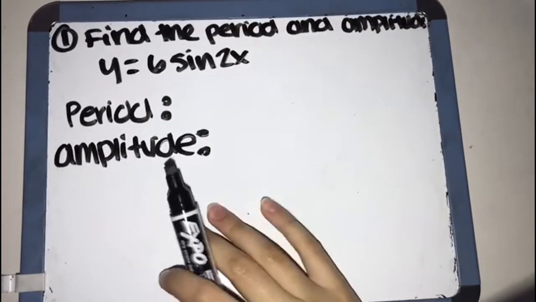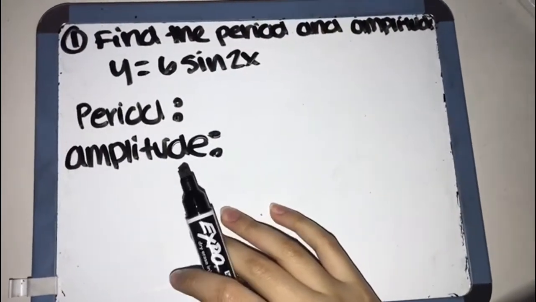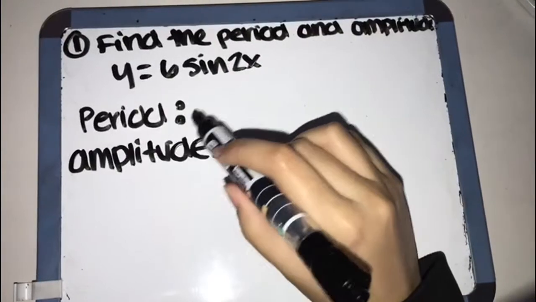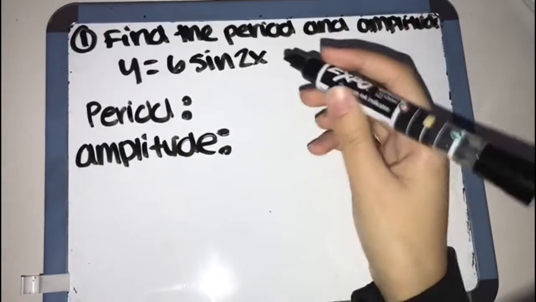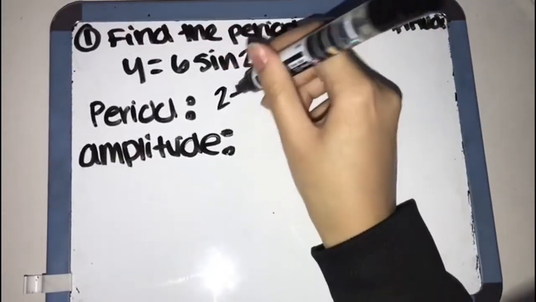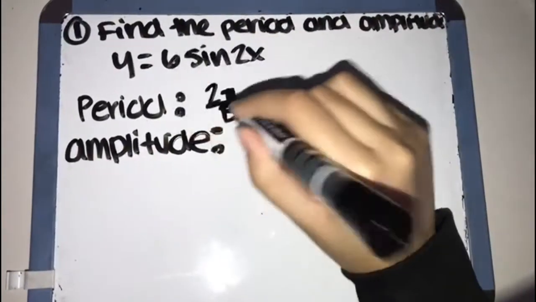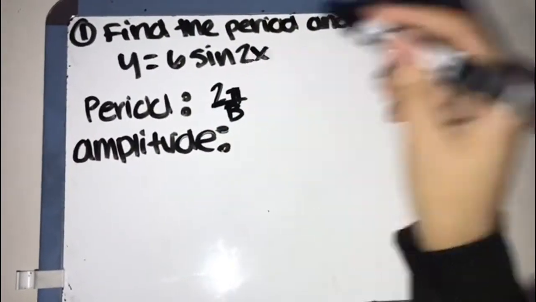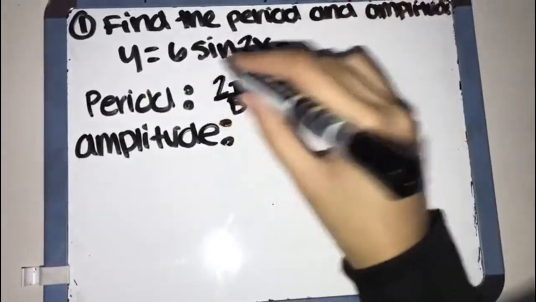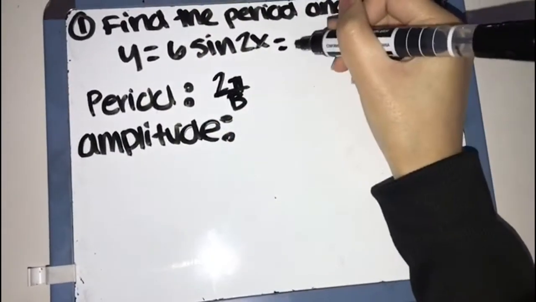As you guys know before, the period has a formula. The period has a formula of 2 pi over B. When there's 2 pi over B, that means you have to substitute B. So you see how this equation would be based on an example.